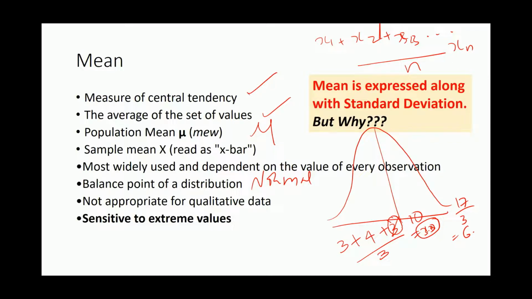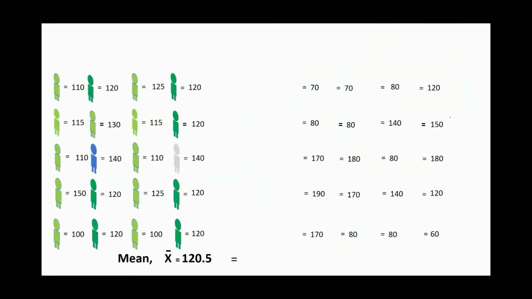So usually mean is expressed along with standard deviation, but why? Now the question is, why is mean expressed along with standard deviation? In order to answer that, we'll continue our presentation. This is our first information. We have taken the values of these 20 persons, and the mean value, x bar, was 120 point.